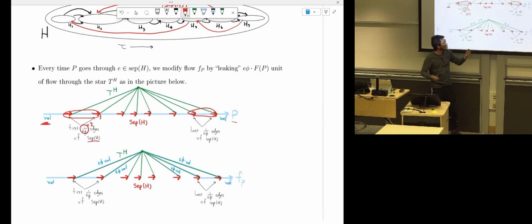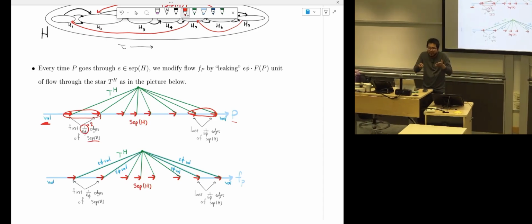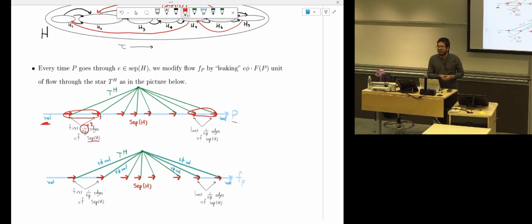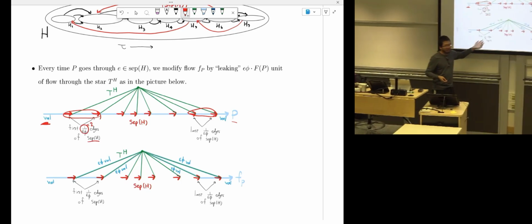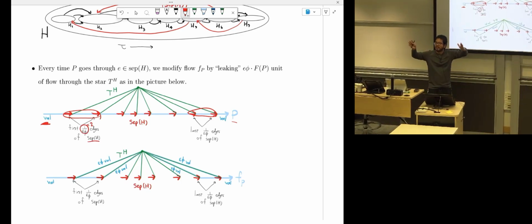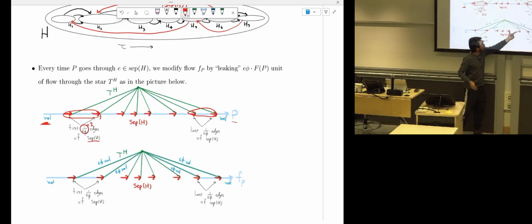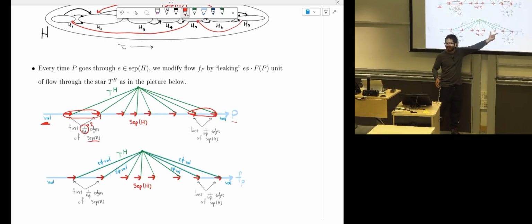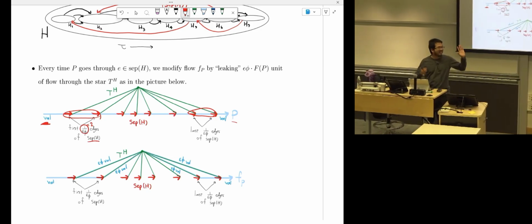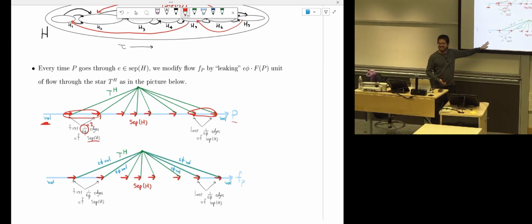How many times can this happen? Only 1 over phi epsilon. If this happens more than 1 over phi epsilon times, you have leaked all of them. Then this is now empty flow. You leak all of them. So now this just forces you to not use too many separator edges. So this is the important picture.